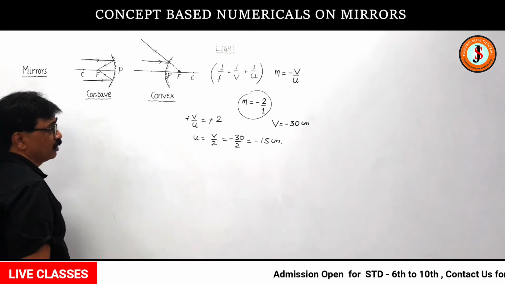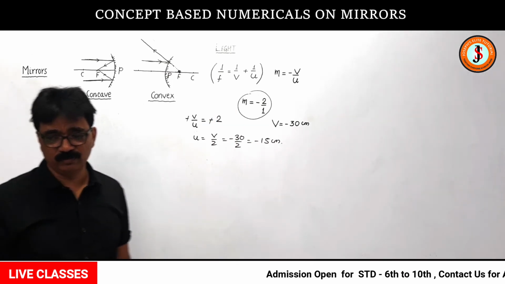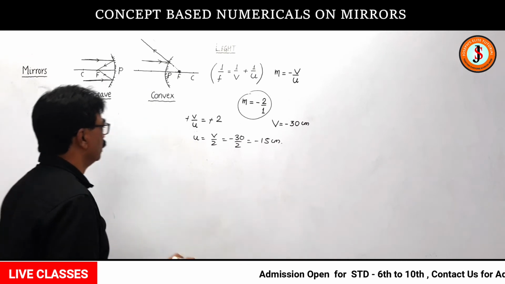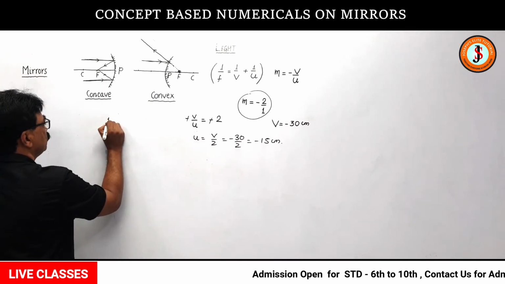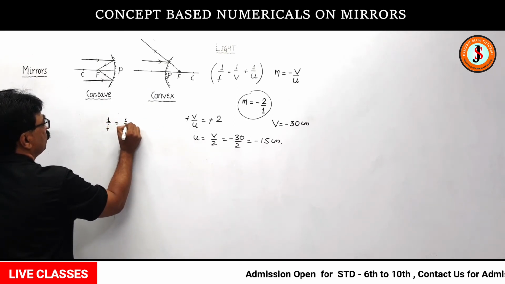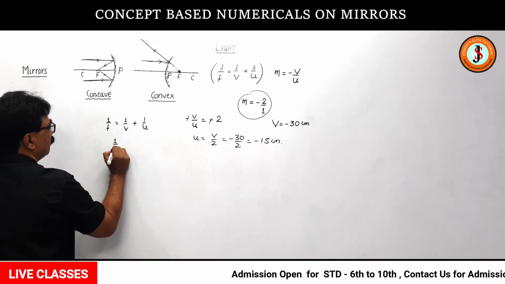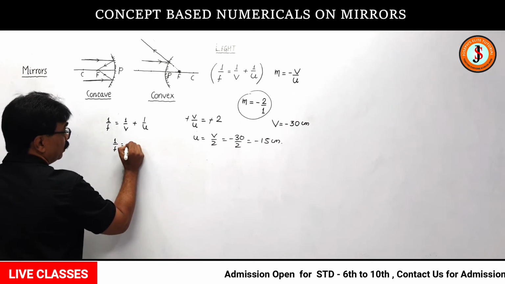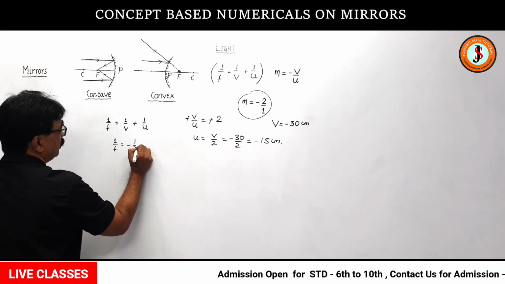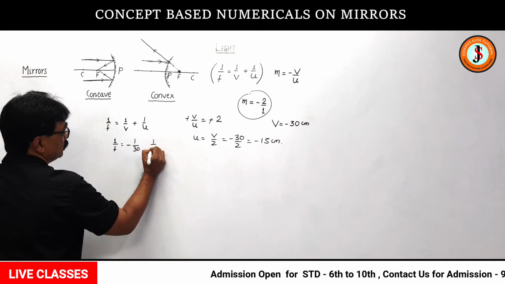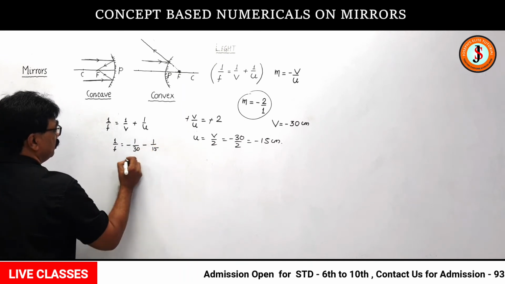Now we can get the focal length. Are they telling us to find out the focal length? Yes, find out the focal length. So 1 by f is equal to 1 by v plus 1 by u. Let us see, 1 by f is equal to, what will happen? Negative 1 by 30, 1 by u is negative 15. So here it will be 15.